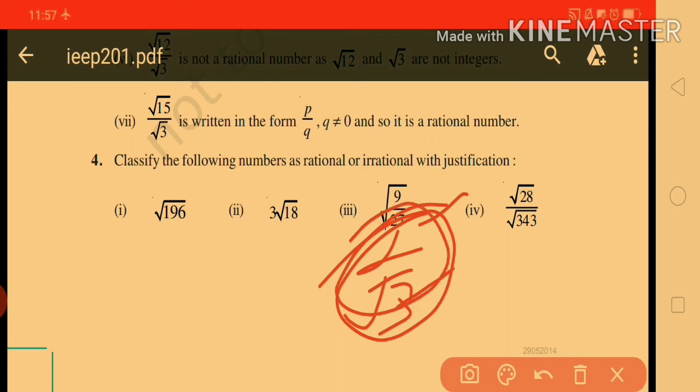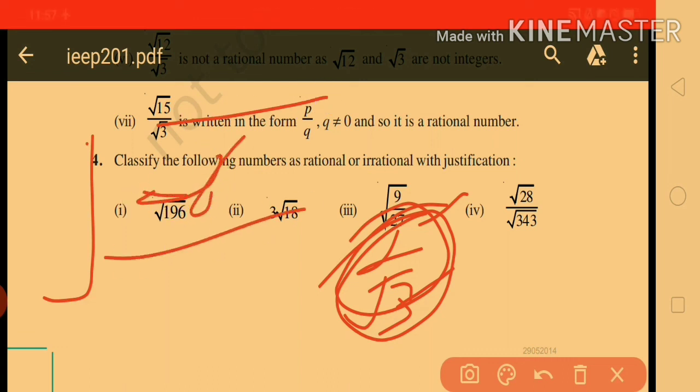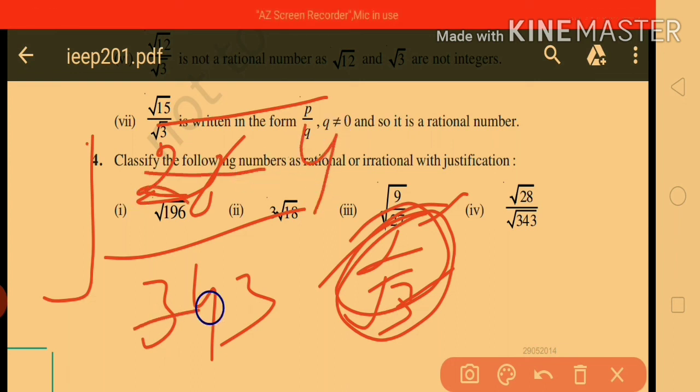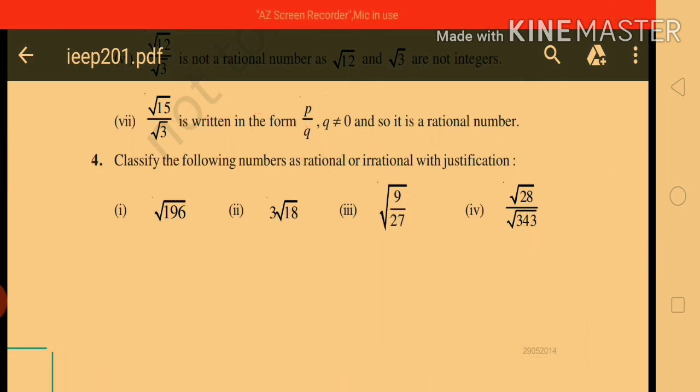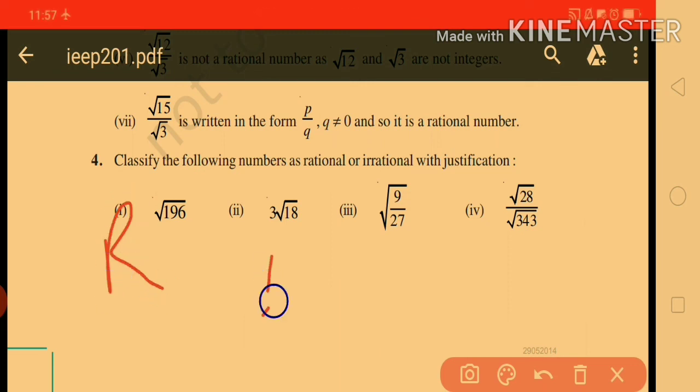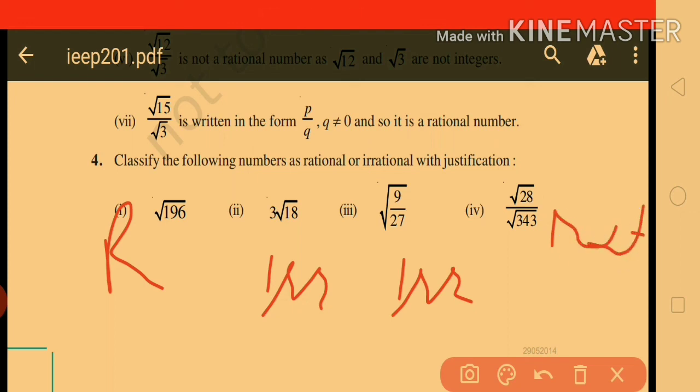Now you can cut it by 7. So 28 by 343. If you write 28, cut it. 7 4s are 28, 7 4s are 28, and 7 9s are 63. 4 by 49 you get. Square root of 4 is 2 and square root of 49 is 7. It is a rational number. So what we find here, this is rational, this is irrational, this is irrational, and this is rational, right?